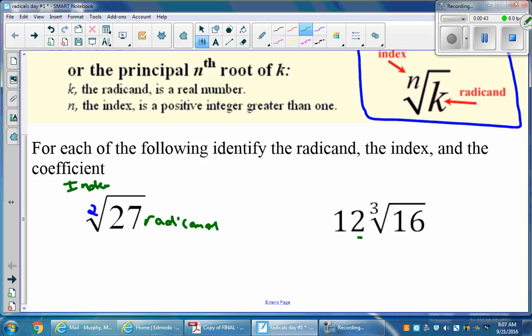Over here to the right-hand side, we've got a coefficient of 12, which is the number in front. This number here is our index, which would be 3. So in this case, it's asking for the cube root, or what number times itself 3 times. And the radicand, the number underneath the radical symbol, would be the number 16.